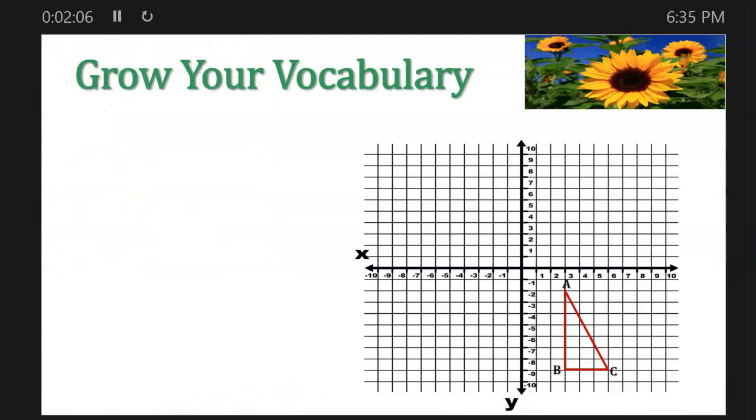Okay, we're going to grow our vocabulary today before our lesson. But before we do that, let's go ahead and clear our minds of everything. We're going to do 3 breaths. I'm Miss G, the teacher.